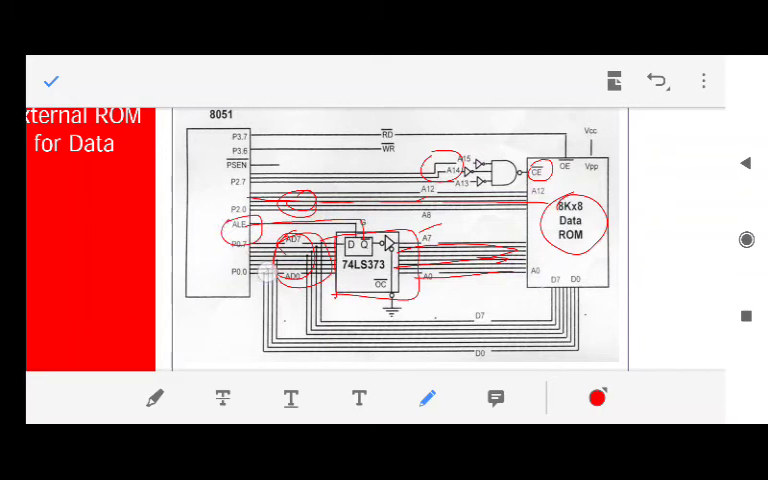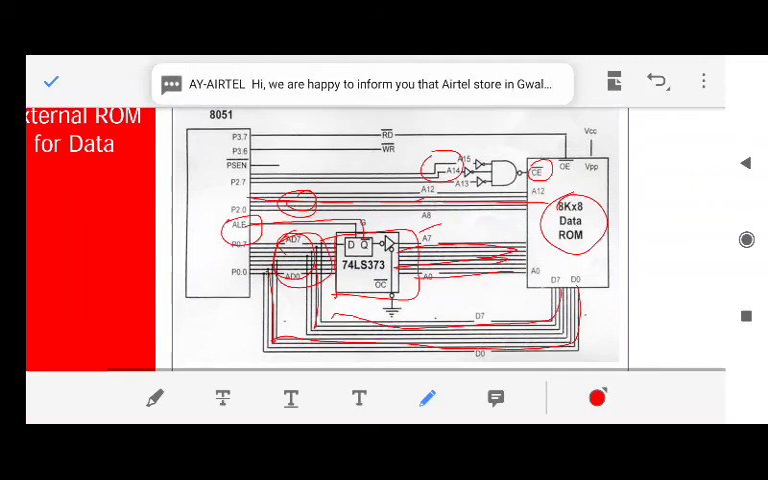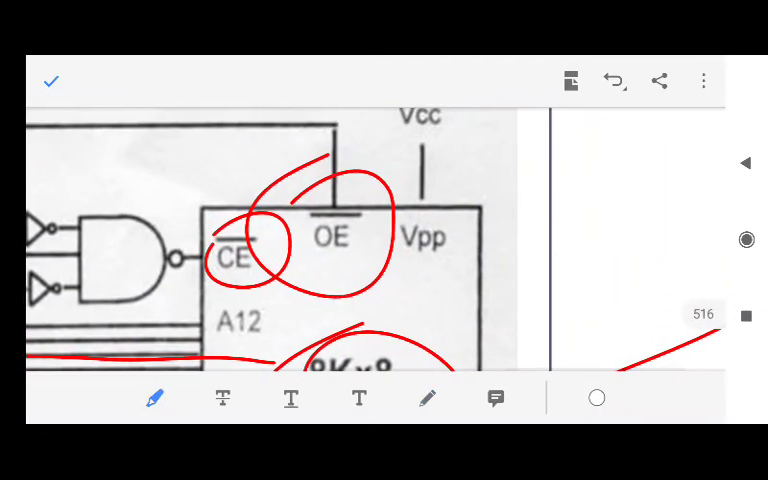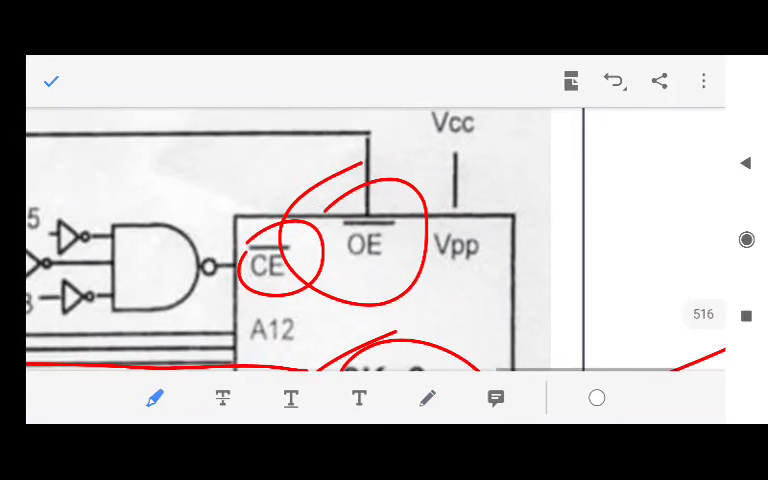The same lines of port 0 are also connected to the data lines, and the output enable pin of the data ROM. Because it's a ROM, it will have a pin which is known as OE. Why? Because OE means output enable, because a ROM can be read only, it cannot be written. It can be written only once, you cannot write it again and again. So it will have a pin which is known as output enable.